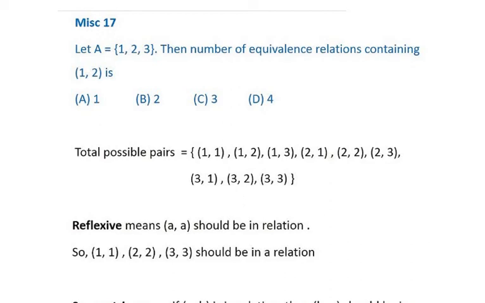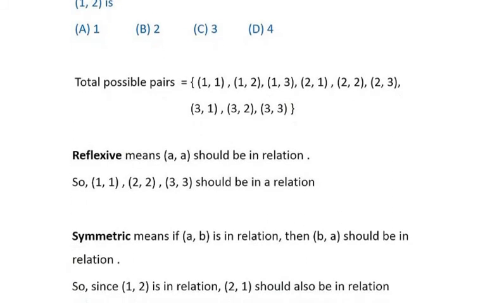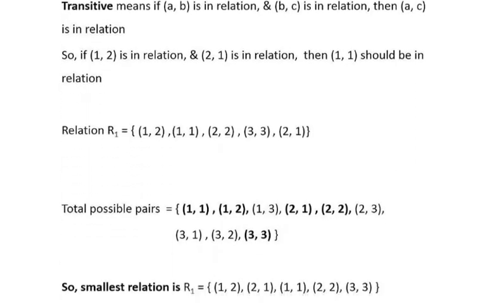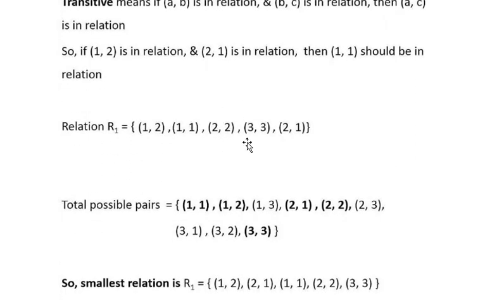So this will be the minimum relation which contains (1, 2) and is an equivalence. So this is the first possibility: (1, 1), (2, 2), (3, 3), (1, 2) and (2, 1). Now the total possible pairs are these many.